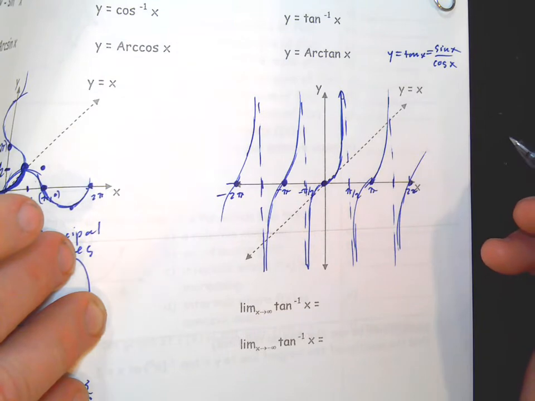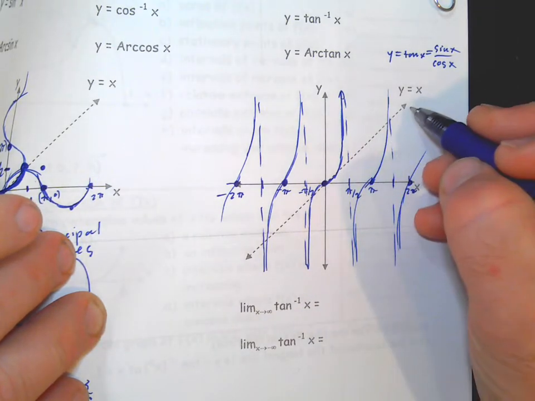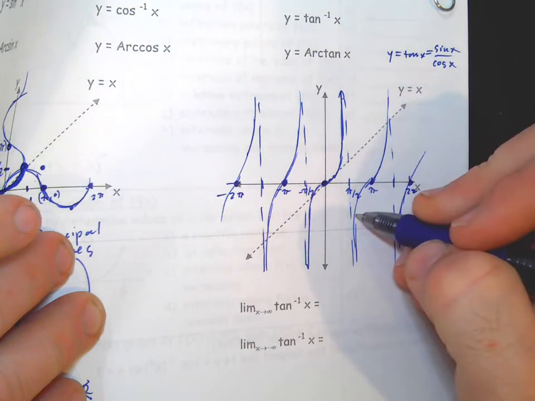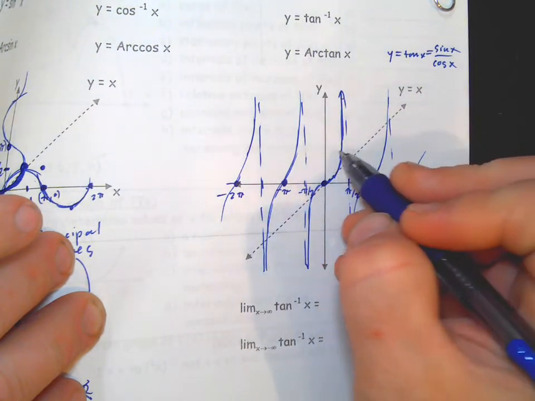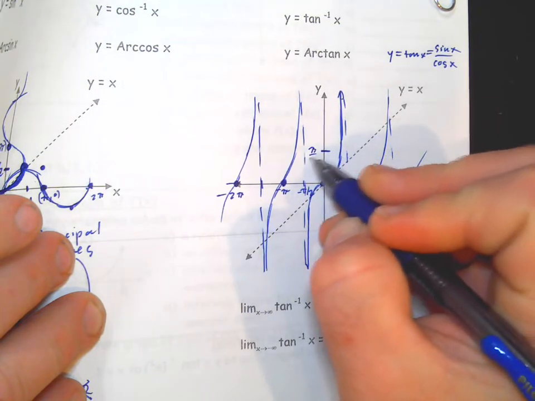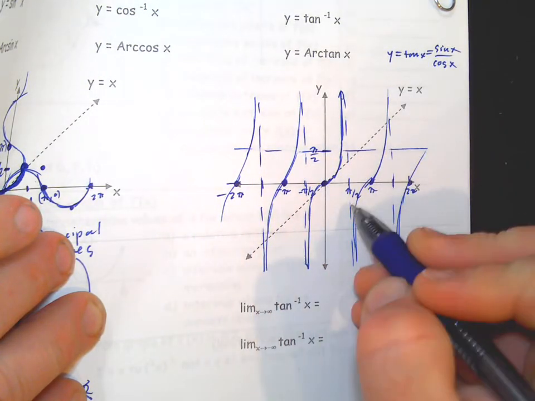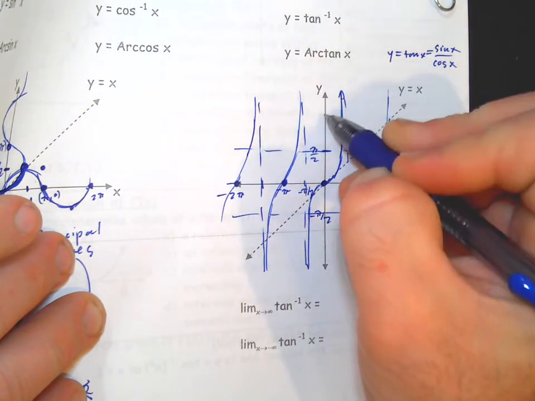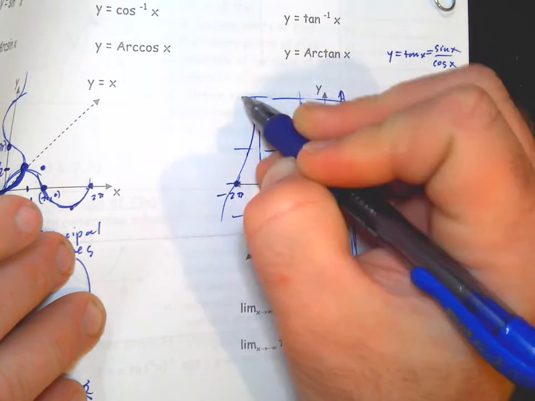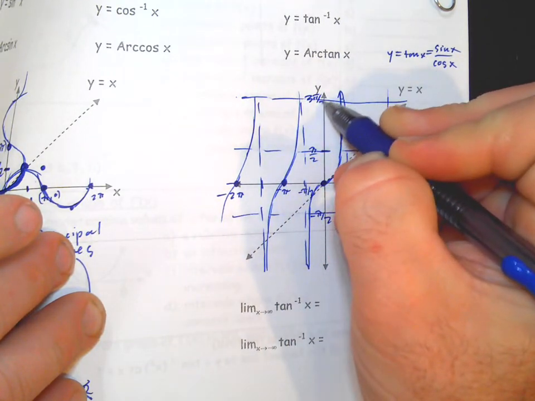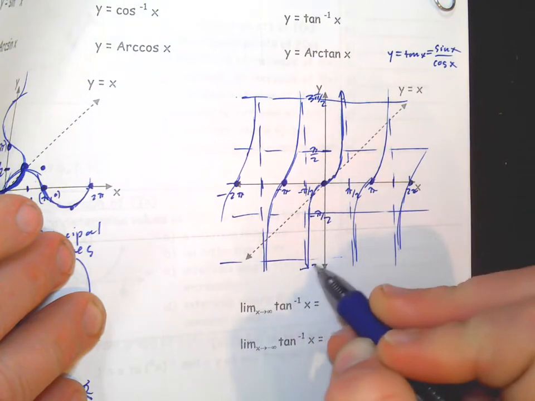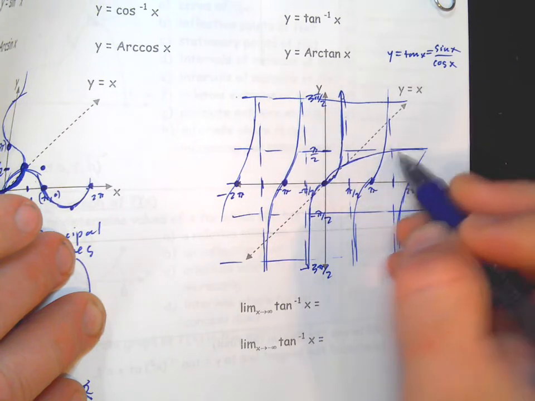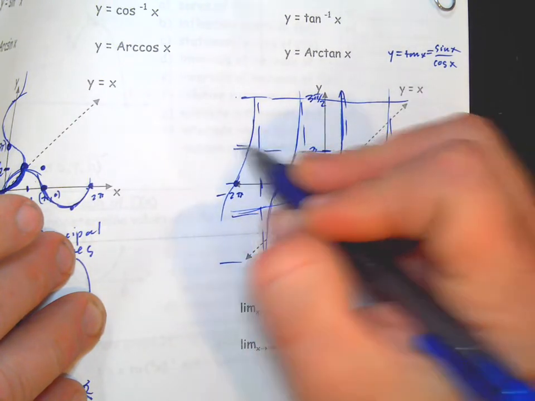Now, what we want to do is flip this across y equals x. One of the first things I would do is flip the vertical asymptotes into horizontal asymptotes. So if we're going to get a horizontal asymptote at pi over 2 and negative pi over 2, and then more at 3 pi over 2, negative 3 pi over 2, and then keep going forever. So when we flip this, it looks like this. So we get a bunch of these.